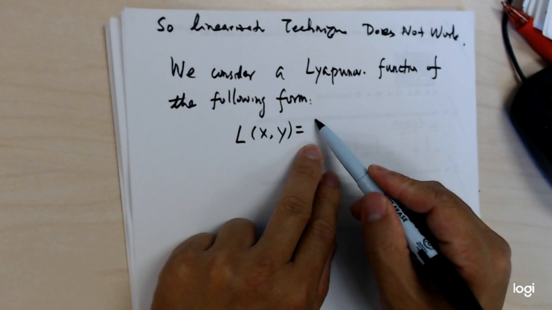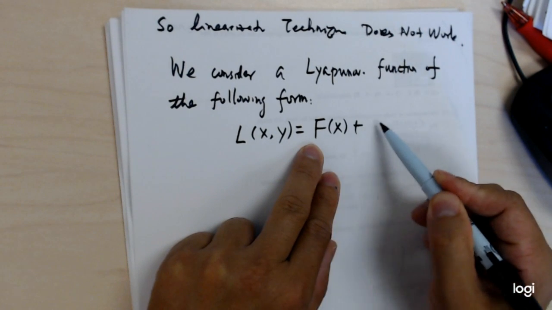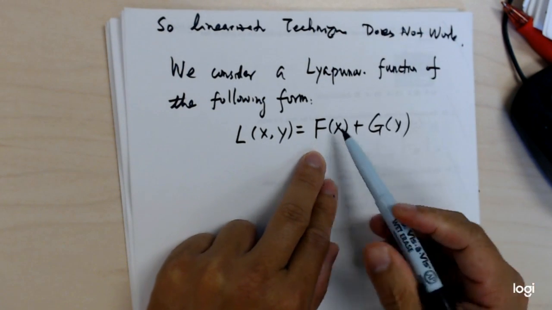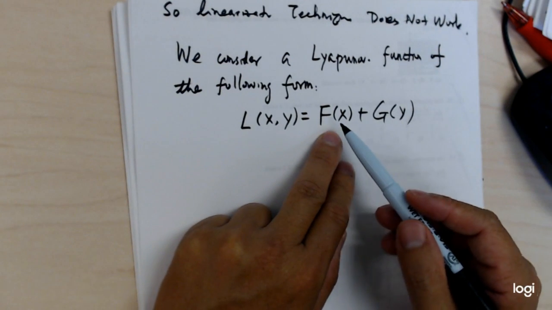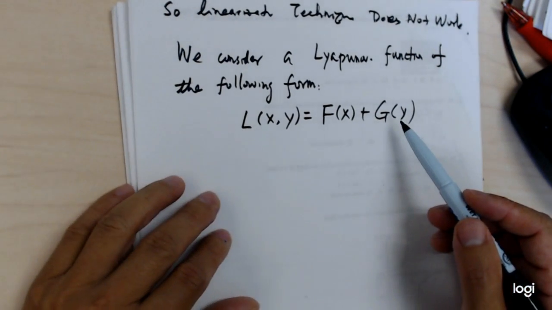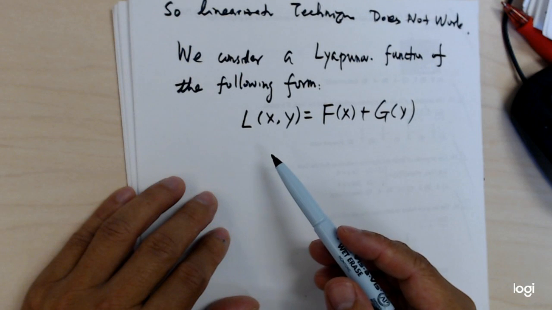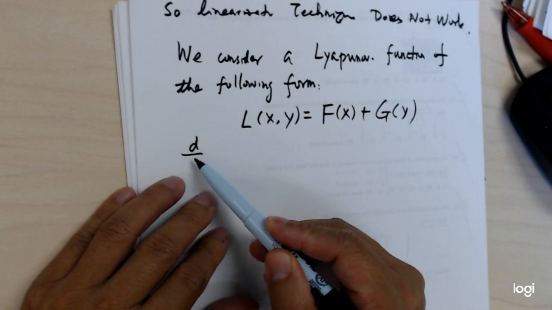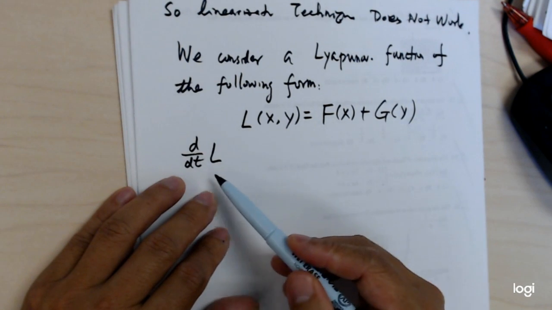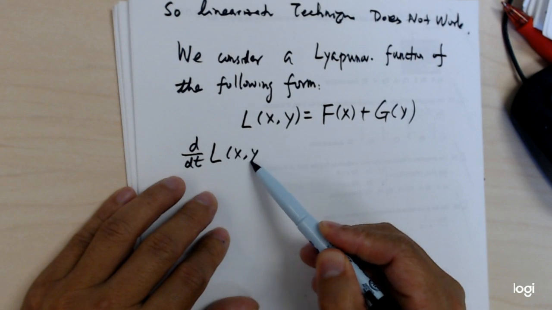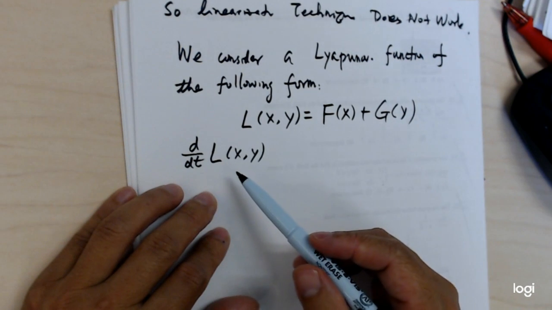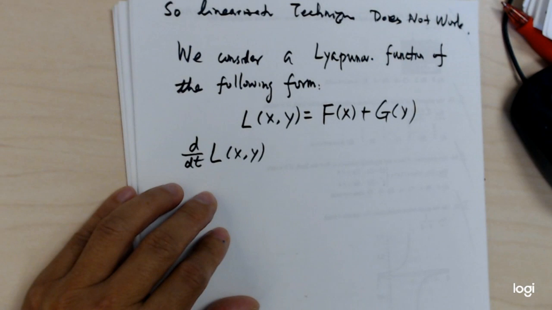So I'd like to take it to be in the following form. In other words, it's a pure function of x plus another pure function of y. Let's calculate the time derivative along the solution curve. I need this to be less than or equal to 0. Remember, I need this to be less than or equal to 0.